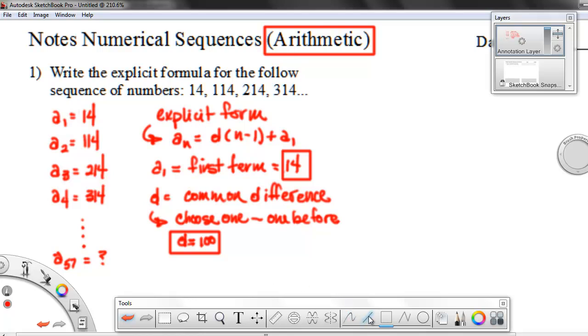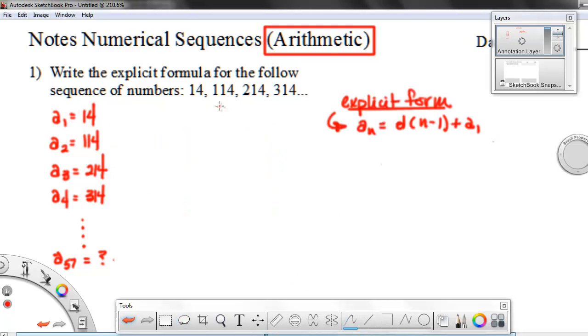Now, first of all, what we have to find is the explicit formula for this sequence. And there's a general form that is A of n equals d, which is a common difference, times the quantity of n minus 1 plus a1. And just as before, the first term, a1, is still 14. But something that's different than before is we're finding what we call a common difference. And to find that, you choose one number and you subtract the one before it. So in this case, if I choose one number and subtract the one before it, in all three cases, I get d equals 100. So d will be the common difference in this problem.